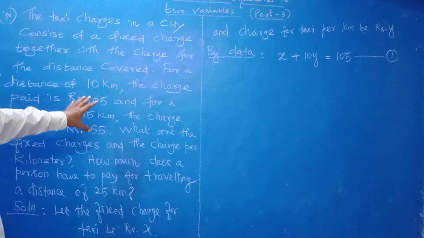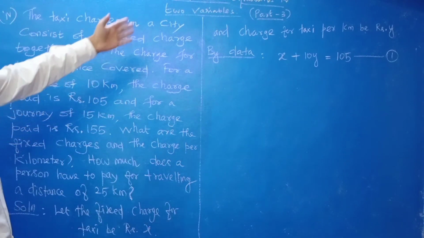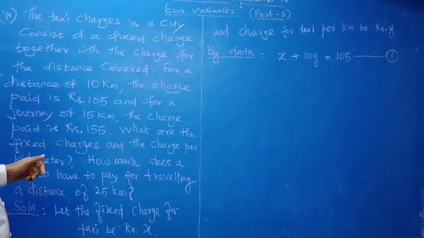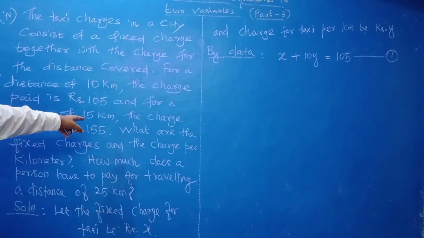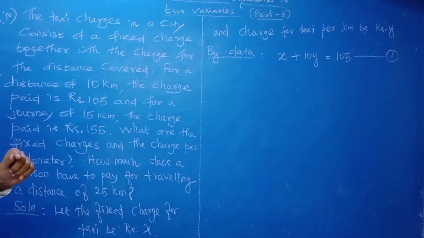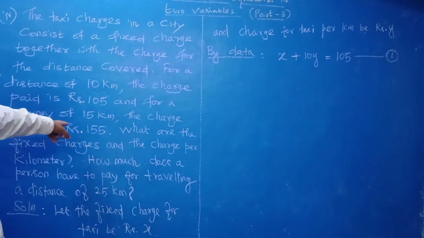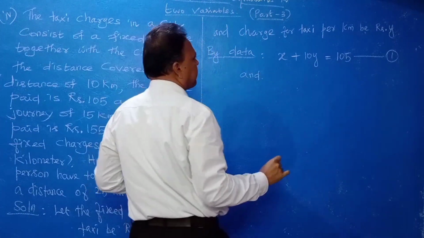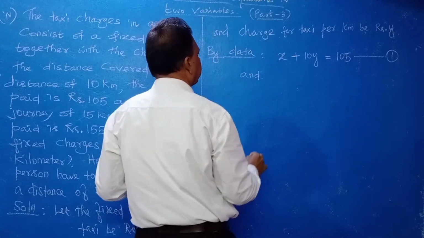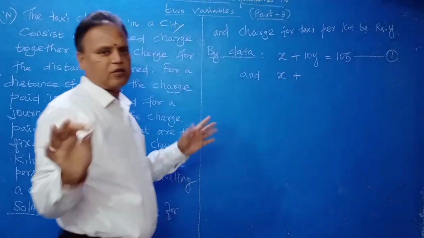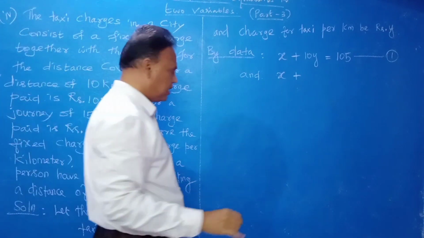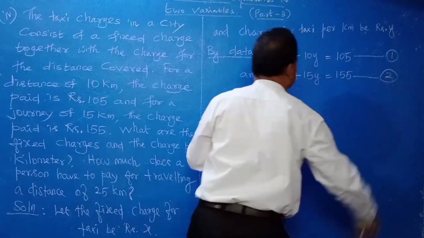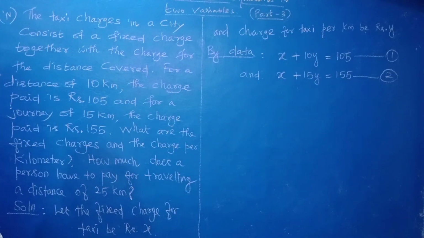Okay, so everything is there in the problem itself. Clear? Just you convert it into a mathematical statement. That's all. For that you try to understand the problems. Then next, one more condition given, for traveling 15 kilometer, the charge paid is rupees 155. Therefore, first you write fixed charge x, then 15 kilometer travel means 15y is equal to 155. This is equation number 2.